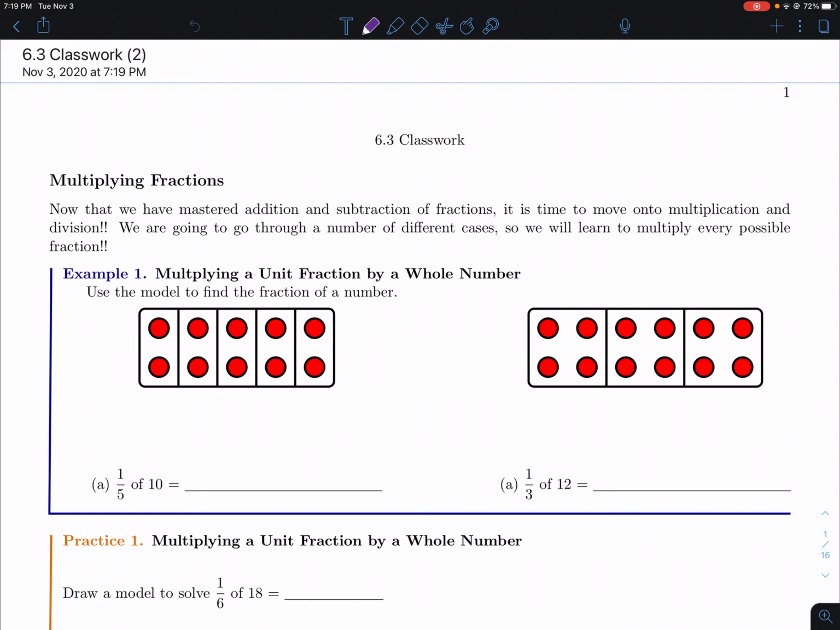So, hopefully, everybody did a good job with the addition and subtraction of fractions. Now we want to move on to multiplication and division of fractions. And so, let's dive right in so we can see what's going on.